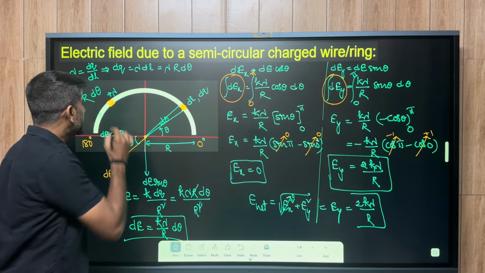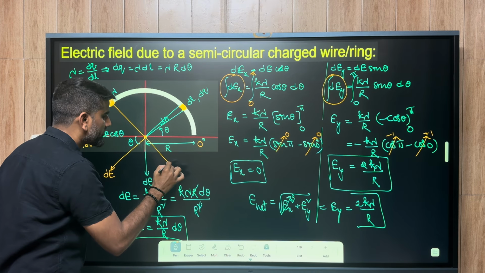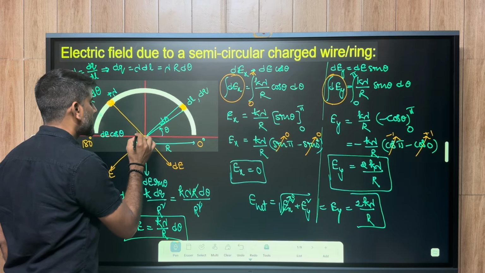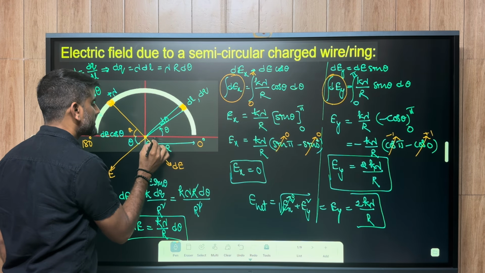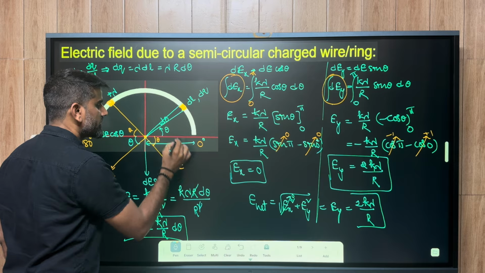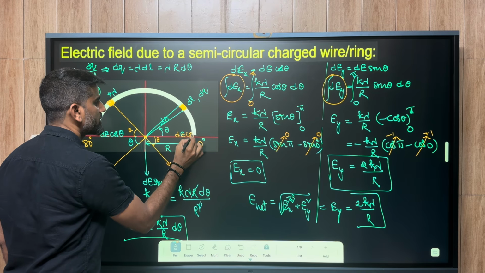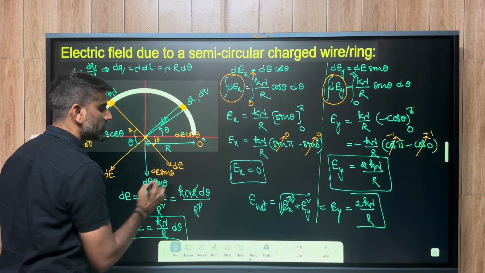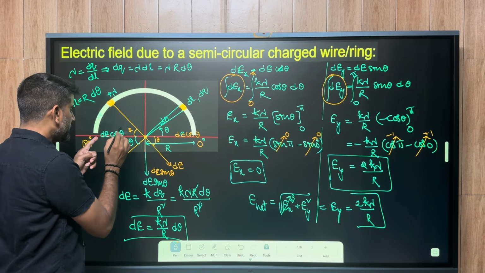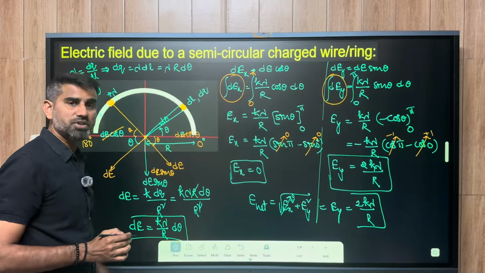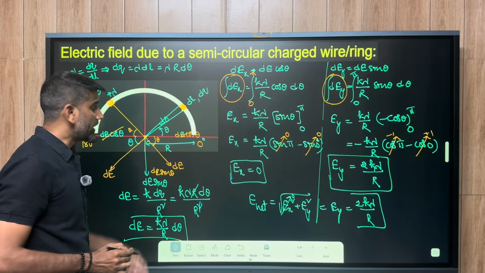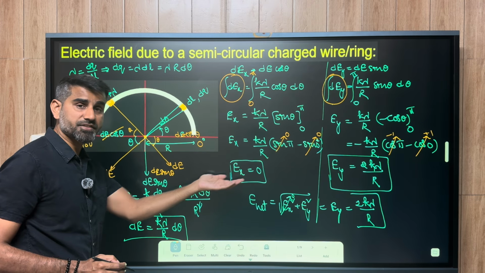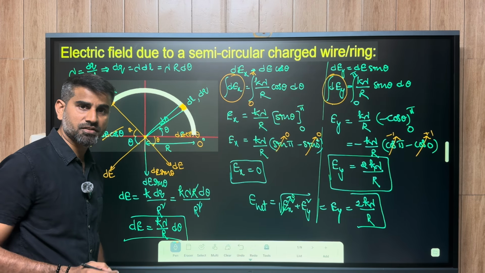Somewhere here, and this element also causes an electric field in this direction, right? And its components: if this angle is theta, then this angle also will be theta, and the dE cos theta component goes here and the dE sin theta component comes here, right? Now, as these dE cos theta components are opposite to each other, they will be cancelling out and giving the x component, I mean the electric field along the x direction, as 0.